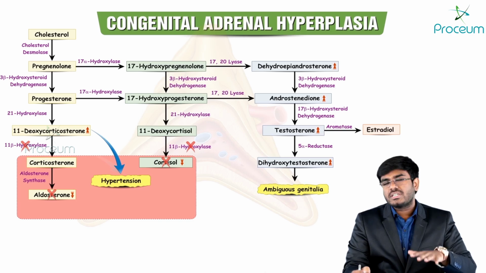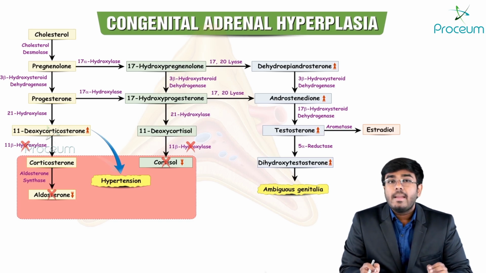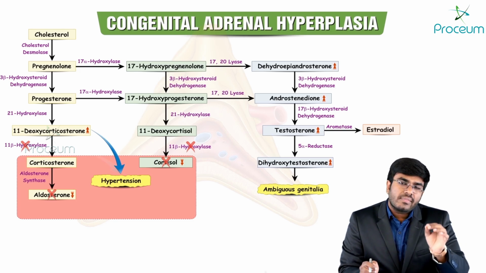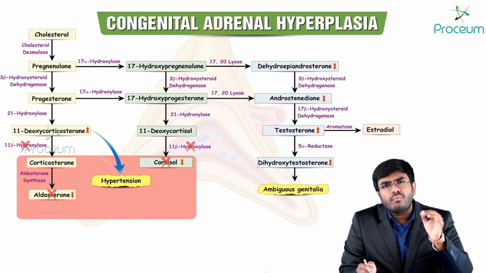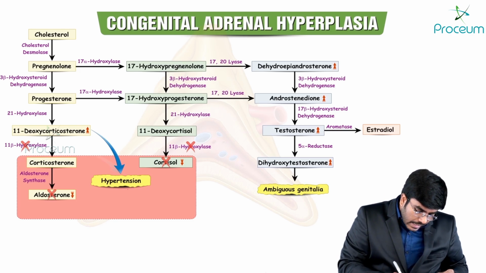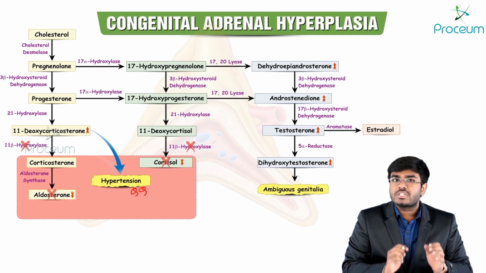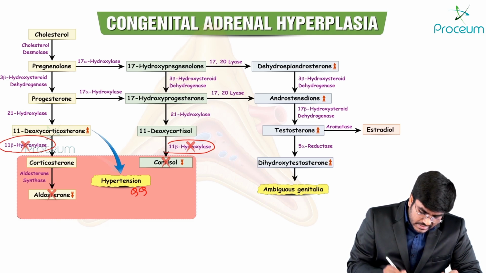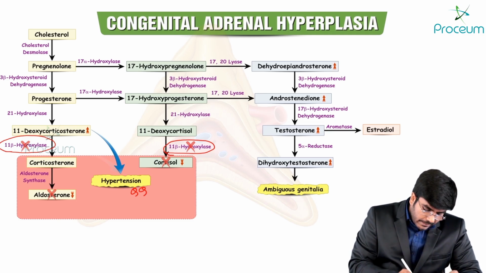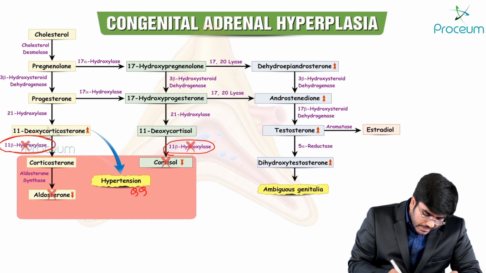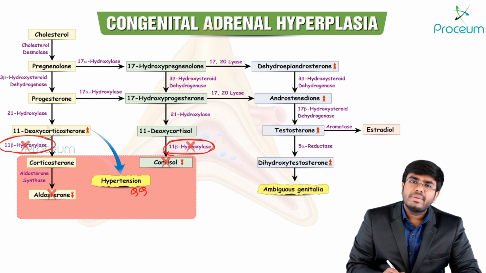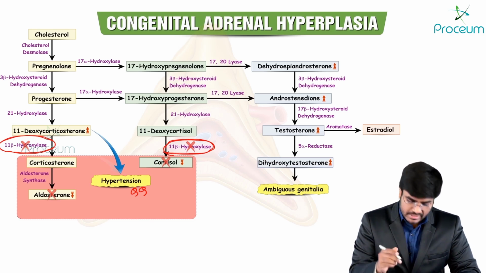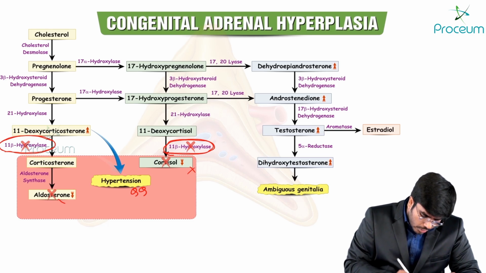and hypotension, salt wasting, hypokalemia. But there are certain variants of congenital adrenal hyperplasia where there is hypertension. How is this possible? Please concentrate. If there is a deficiency of 11-beta hydroxylase, what happens? Again, there is congenital adrenal hyperplasia because there is no cortisol and no aldosterone.